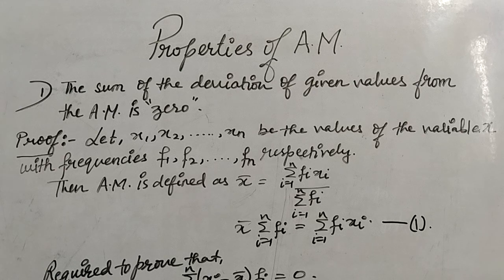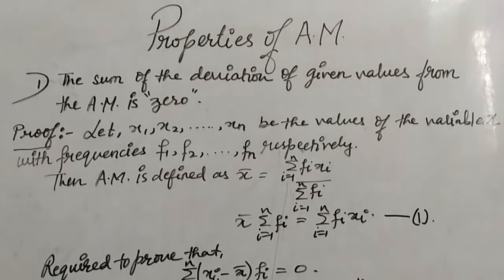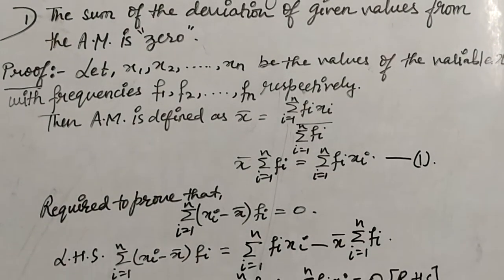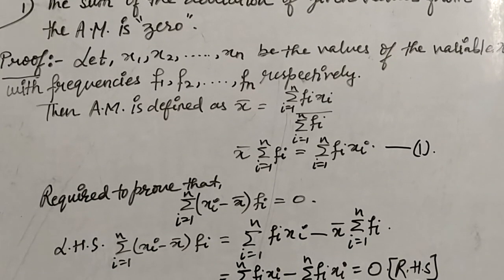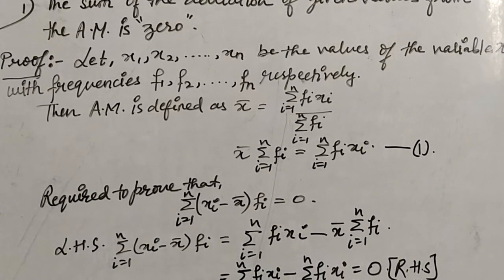Okay, so now the first property is: the sum of the deviations of given values from the arithmetic mean is 0. Let's see how that is so. We are going to prove this property in front of you. The steps might seem very cluttered or clumsy right now, but I think I'm going to explain it really well.